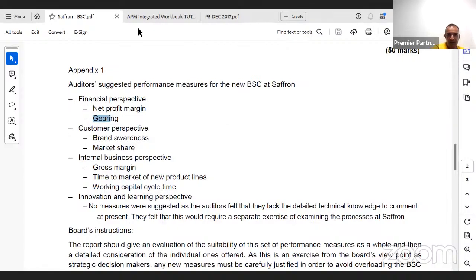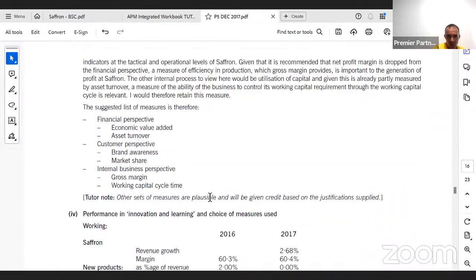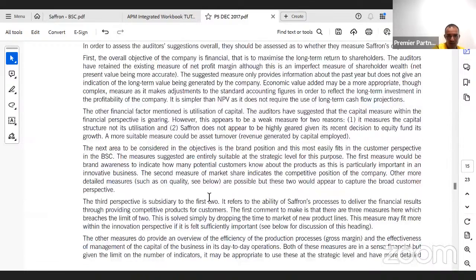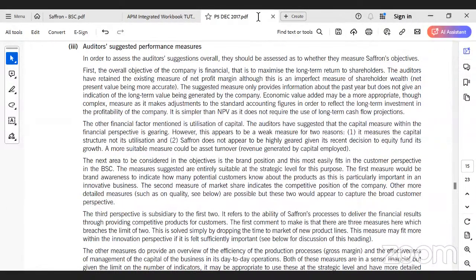But let me share the answer with you. Yeah, go through it. It's the answer of the exam, from the exam.